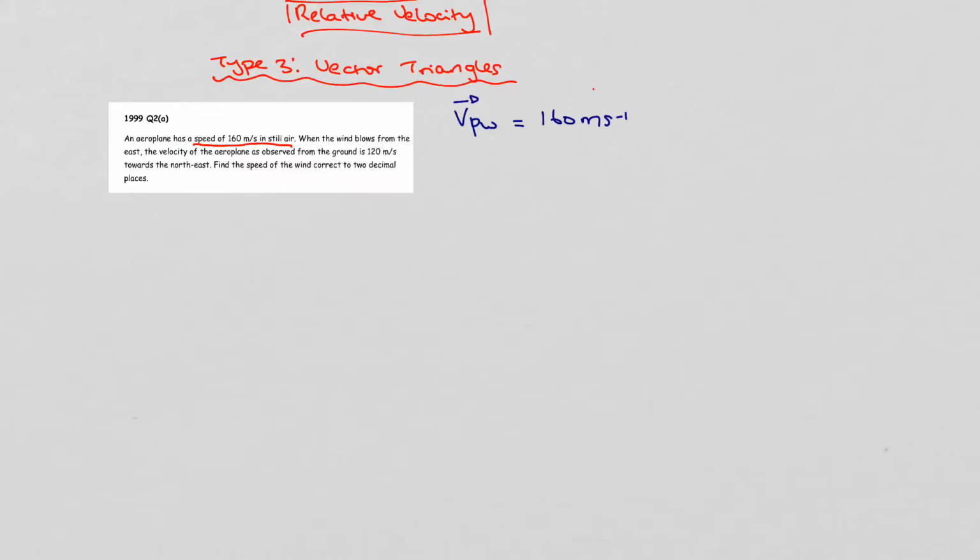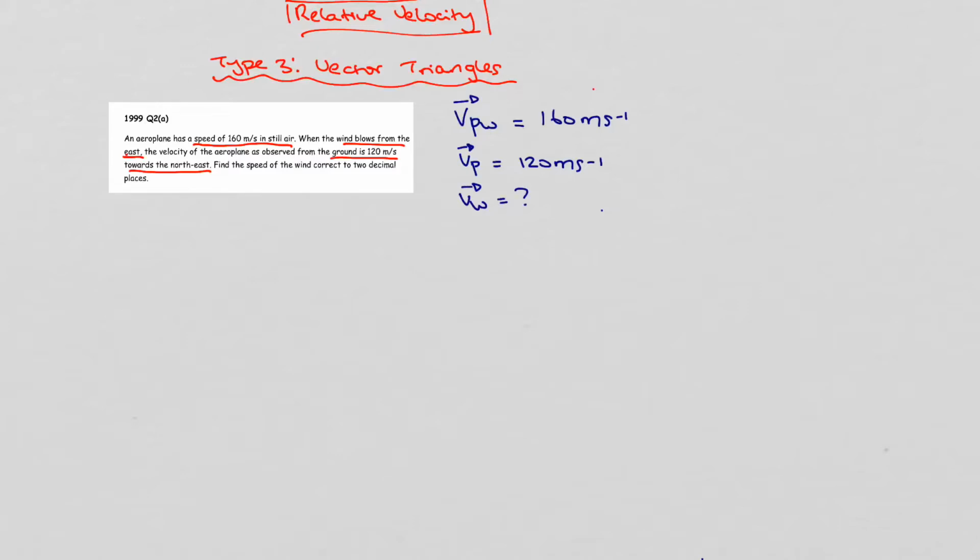The next thing that we're told then is that when the wind blows from the east, so it's coming from the east, then the velocity of the airplane as observed from the ground is 120 meters per second towards the northeast. So what this is then is the velocity of our plane, and that's 120 meters per second. So what we're trying to find then is the velocity of the wind.